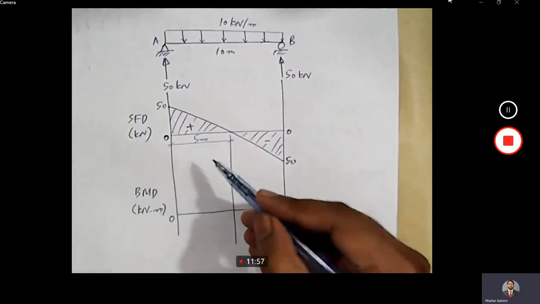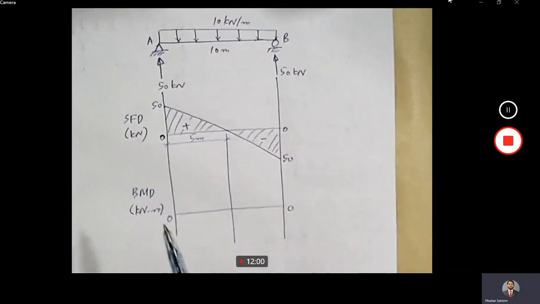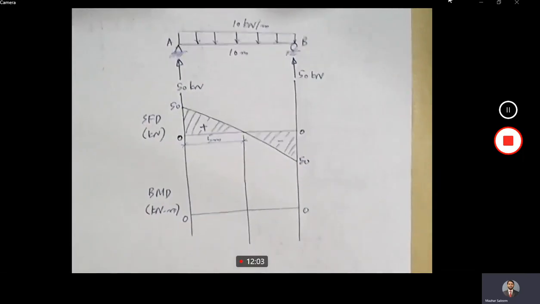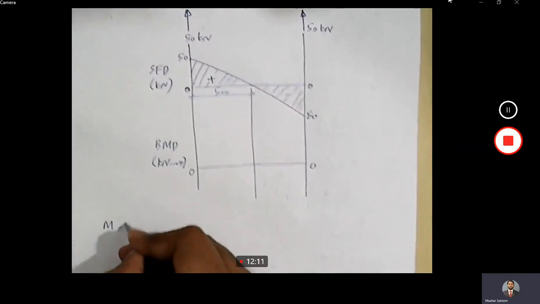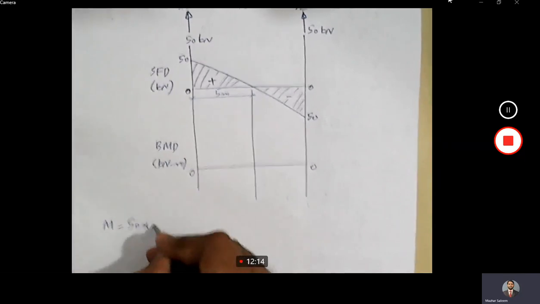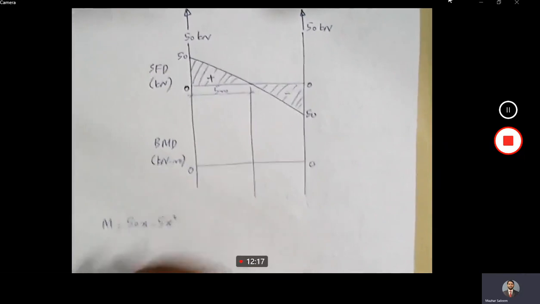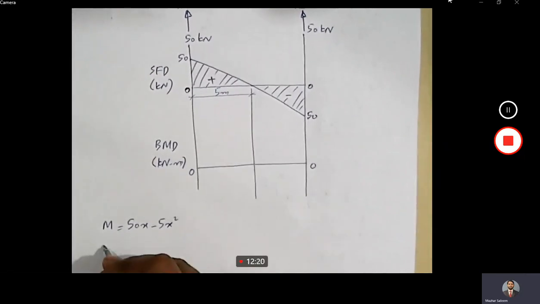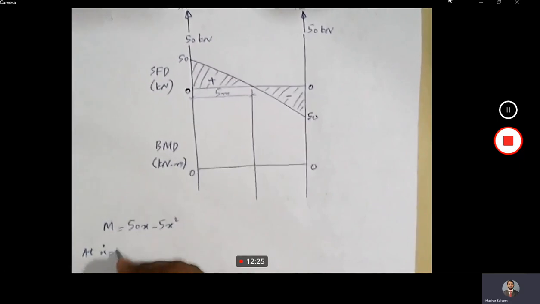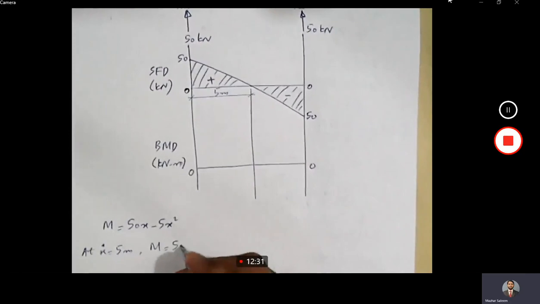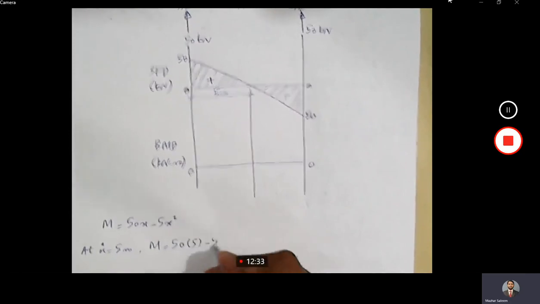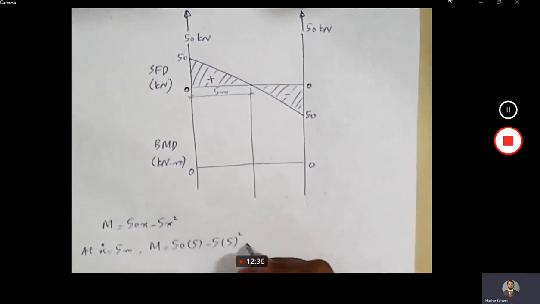So if this is equal to 5 meters, we need to calculate bending moment at X equal to 5 meter. So what was the expression for bending moment? If I write it down here, the expression for bending moment M was 50x minus 5x square. Okay, and at X equal to 5 meters, M is equal to 50 into 5 minus 5 into 5 square.